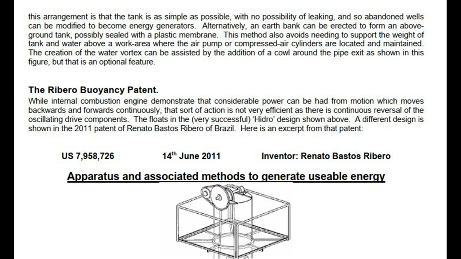and so abandoned wells can be modified to become energy generators. Alternatively, an earth bank can be erected to form an above-ground tank, possibly sealed with a plastic membrane. This method also avoids needing to support the weight of tank and water above a work area where the air pump or compressed air cylinders are located and maintained. The creation of the water vortex can be assisted by the addition of a cowl around the pipe exit as shown in this figure, but that is an optional feature.